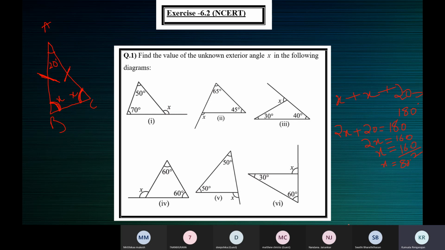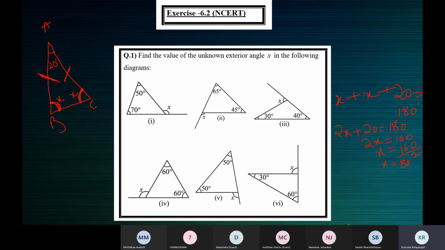When two sides are equal, two angles are equal. Mark the equal angles. Since the two angles are equal, call it x or y, z, a. Then use the angle sum property in a triangle. The sum of the three angles, x plus x plus 20, is equal to 180. Solve this equation and find the value of x.